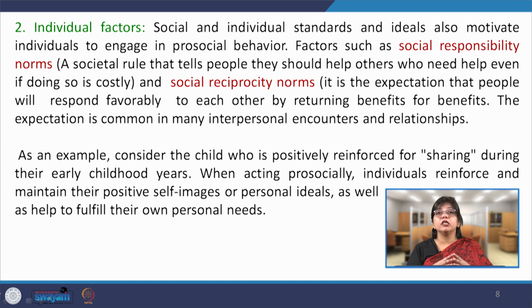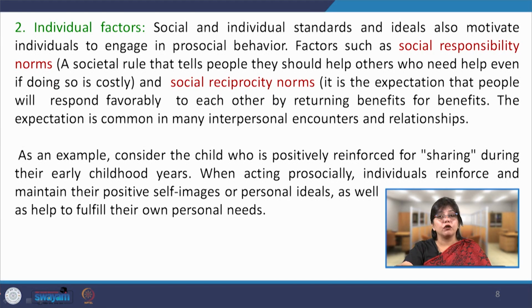It is the expectation that people will respond favorably to each other by returning benefits for benefits, and the expectation is common in many interpersonal encounters and relationships. So, here as the term implies, and we have already discussed social reciprocity norms, it is giving benefit and receiving benefit, and it is expected in close relationships.